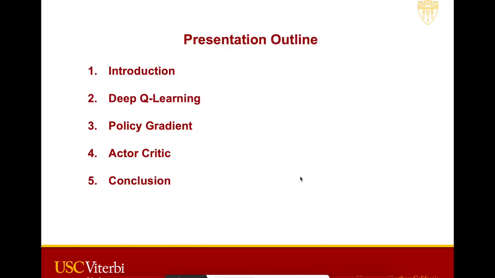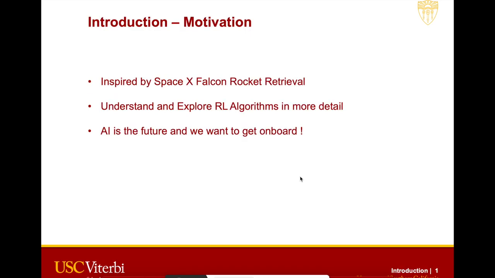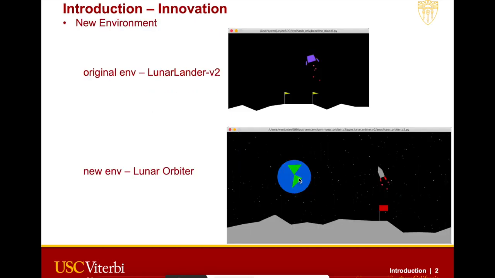So introducing the outline of the project, we are going to go through the introduction, deep Q learning, policy gradient, actor critic, and the conclusion. What motivated us to do this project was basically the SpaceX Falcon rocket retrieval. We also wanted to explore more reinforcement algorithms, and basically AI is the future, so we all wanted to get on board. Now an introduction to our new environment.